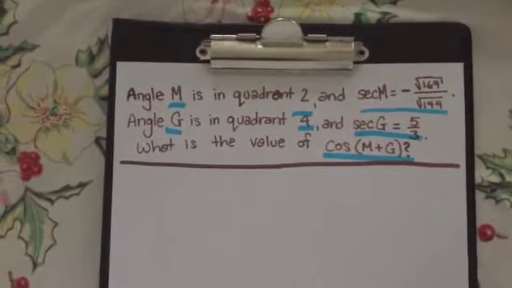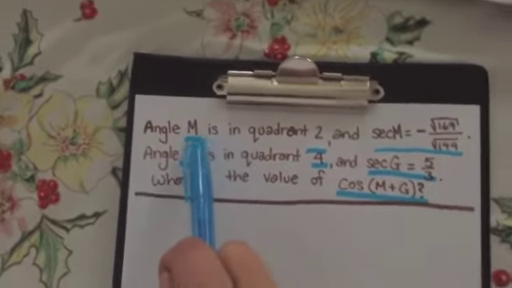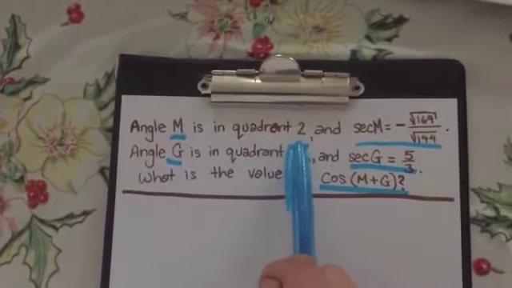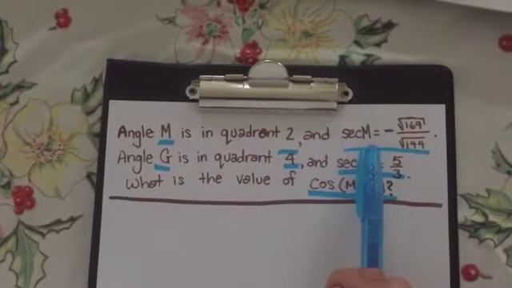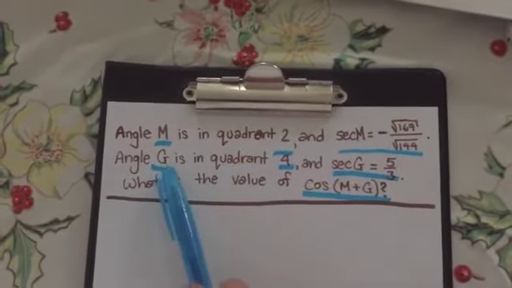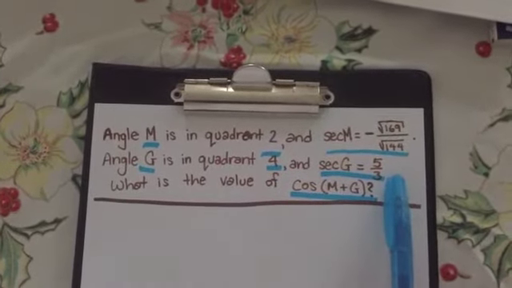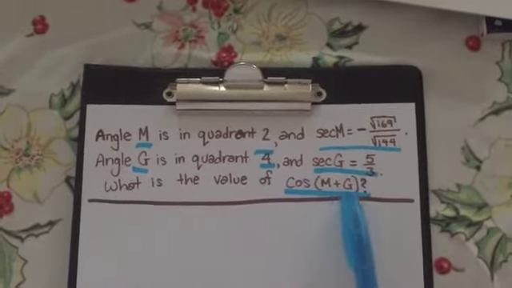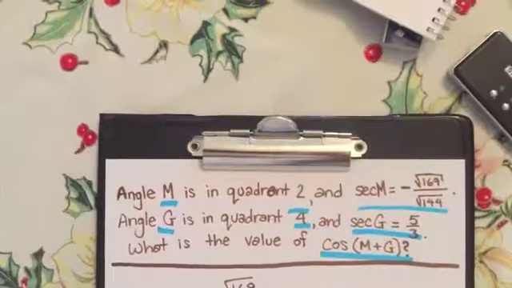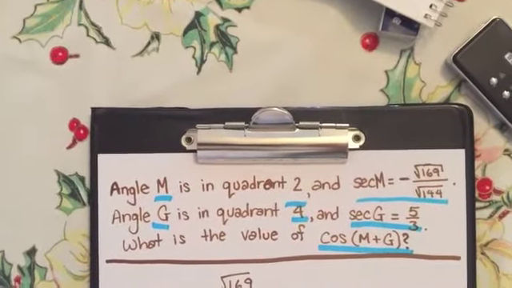Don't forget, you got this. So angle M is in quadrant 2, and the secant of M is negative root 169 over root 144. Angle G is in quadrant 4, and the secant of G is 5 over 3. So what is the value of cos M plus G? So here we've been given two angles and the quadrants they're found in.